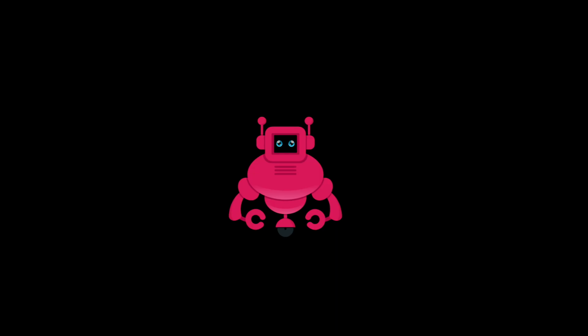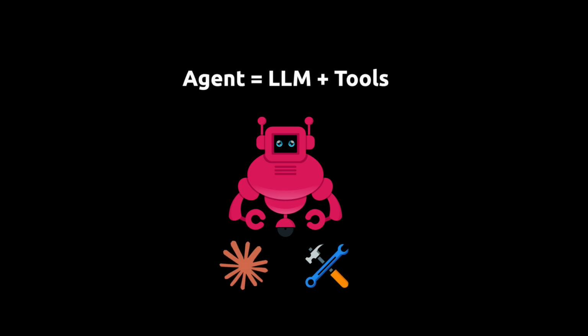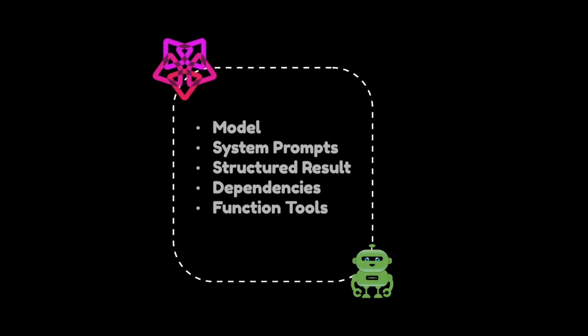When we talk about agents, we usually mean function calling with LLMs. That is, connecting an LLM that can produce structured output such as JSON with one or more tools. In Pydantic AI, the concept of an agent is further refined. Here, an agent consists of a model, one or more system prompts, a structured result, dependencies, and function tools.